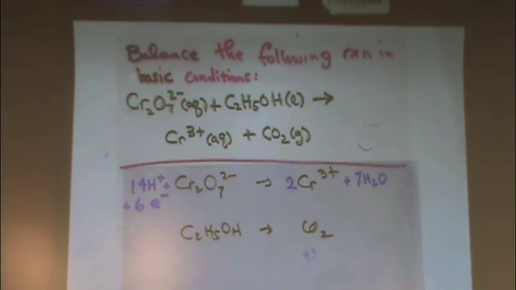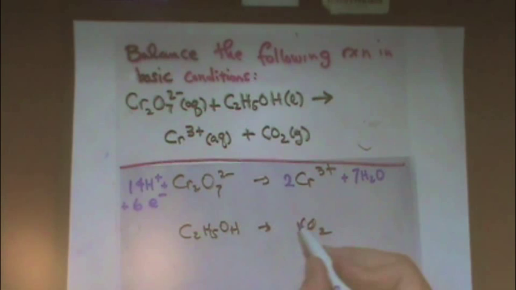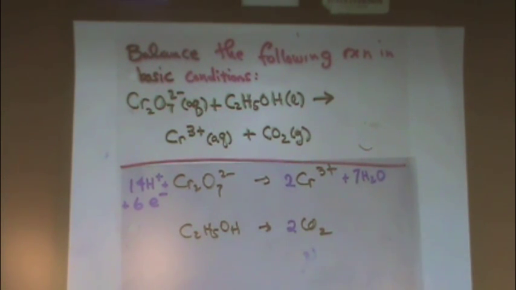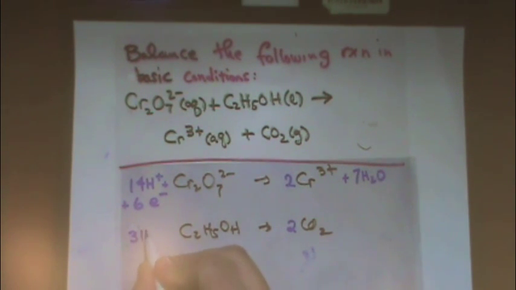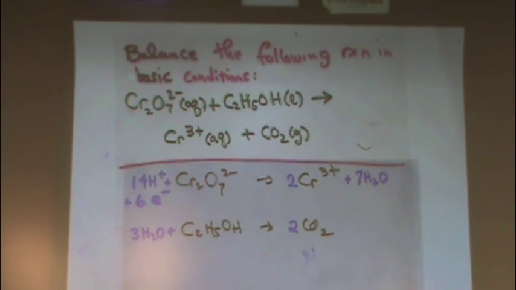Step 1, balance whatever's not oxygen or hydrogen. That's carbon. I need 2 over here to balance the 2 on the left-hand side. Step 2, I need to balance the oxygens. There's 4 on the right, 1 on the left. So on the left-hand side, looks like I need 3 waters. Okay?